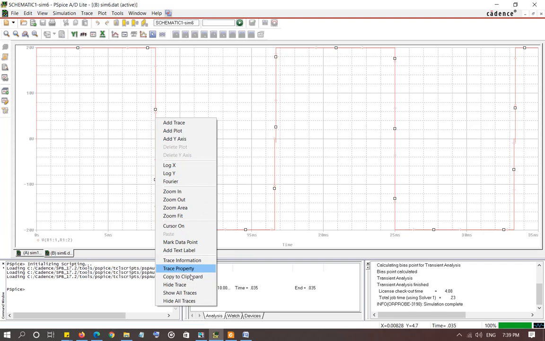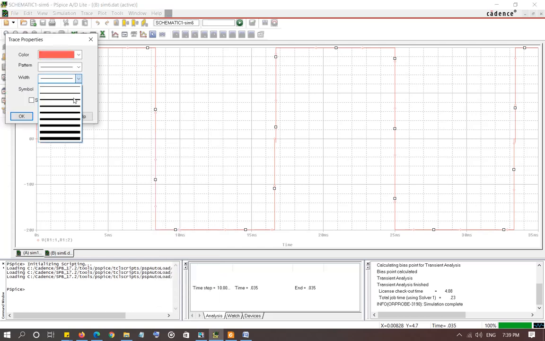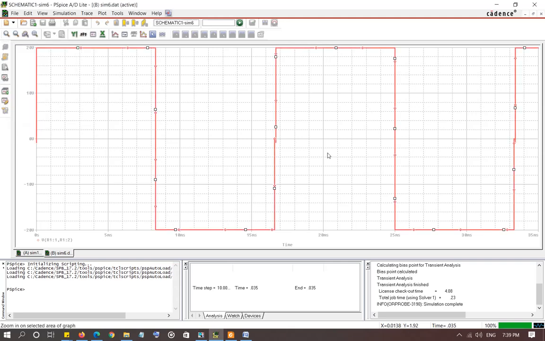When you're putting waveforms in the report, make the line a little bolder than what it is by default, because it is easier to see. So this is the output of the first circuit. As you can see, 20 volt, negative 20 volt. M1 and M4 are on over here, and M2 and M3 are on over here.